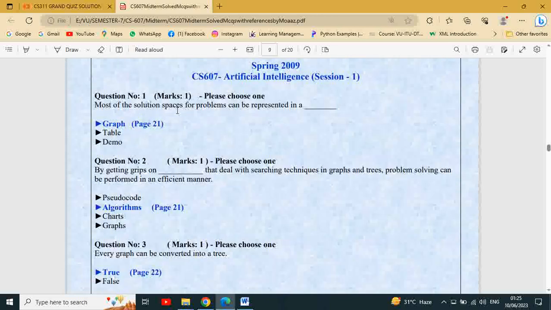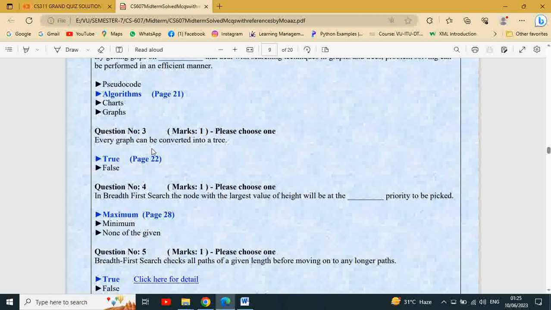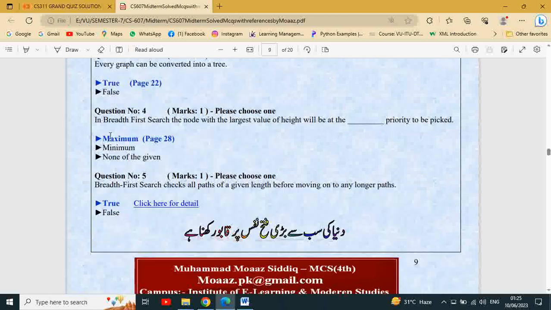Most of the solution spaces of problems can be represented in a graph. By getting grips on algorithms that deal with searching technique in graphs and tree, problem solving can be performed in an efficient manner. Every graph can be converted into a tree. True. In breadth first search, the node with the largest value of height will be at the maximum priority to be picked.